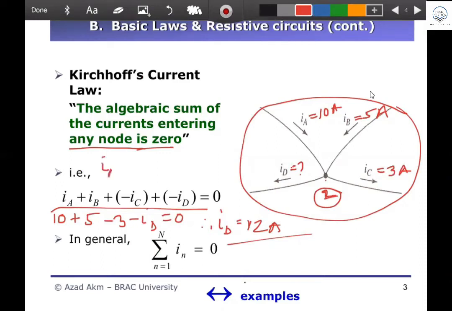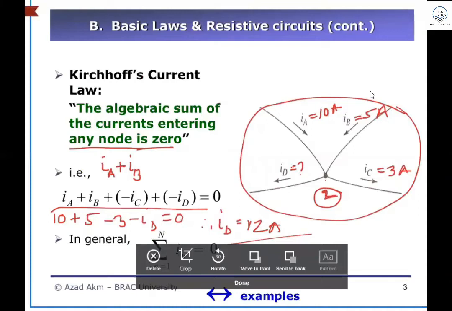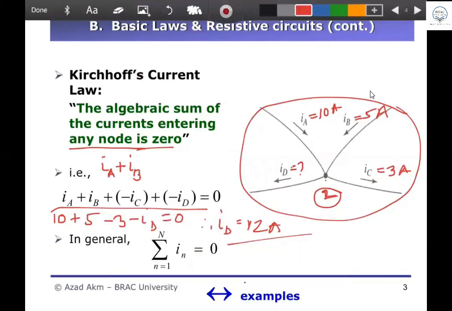IA plus IB is coming in, and ID and IC is going out. Since it is going out, that's why it is minus IC minus ID equal to 0. You understand it? This is the definition of KCL at a node: incoming current positive, outgoing current negative. Is it okay? Yes, sir.